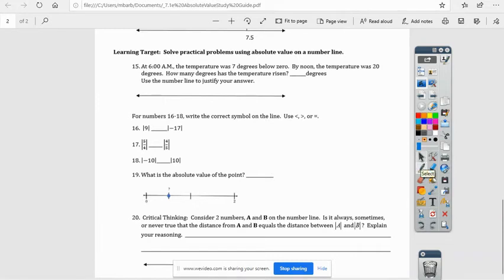All right. At 6 a.m., the temperature was 7 degrees below 0. By noon, the temperature was 20 degrees. How many degrees has the temperature risen? Use a number line to justify your answer. Okay, so to start out, I'm going to put 0 here to help me. And so at 6 a.m. it was 7 degrees below 0. So -1, -2, -3, -4.